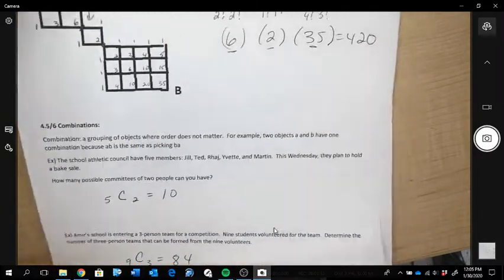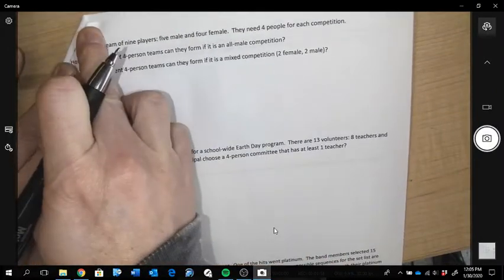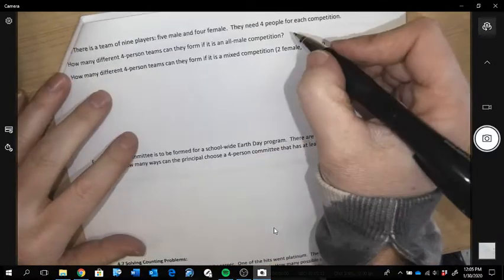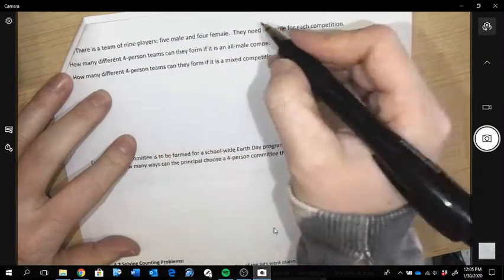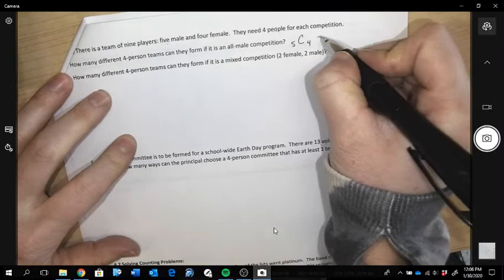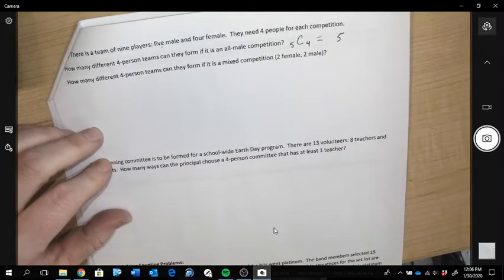Okay, next example. There's a team of 9 players, 5 male, 4 female. They need 4 people for each competition. How many different 4-person teams can they form if it is an all-male competition? Okay, so if it's an all-male competition, you have 5 males to pick from, and you need to choose 4. So you could only have 5 different teams.